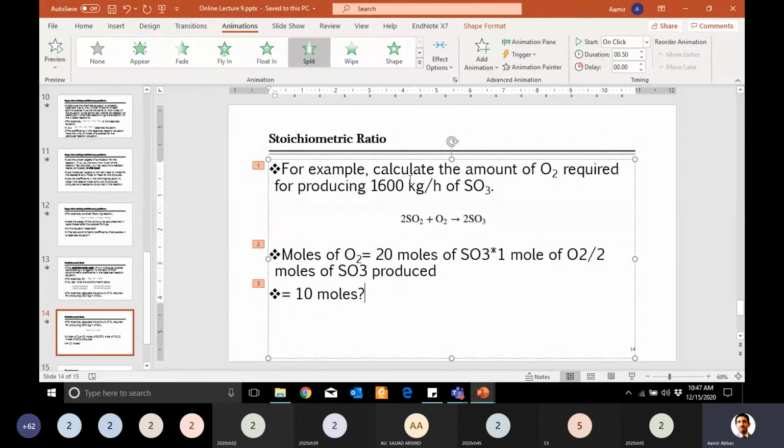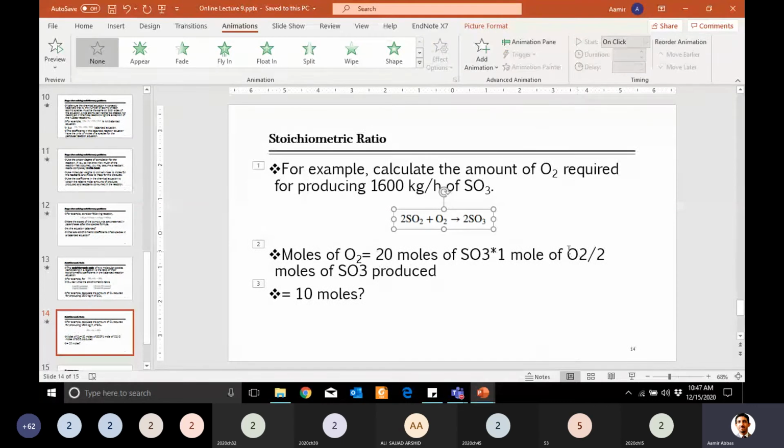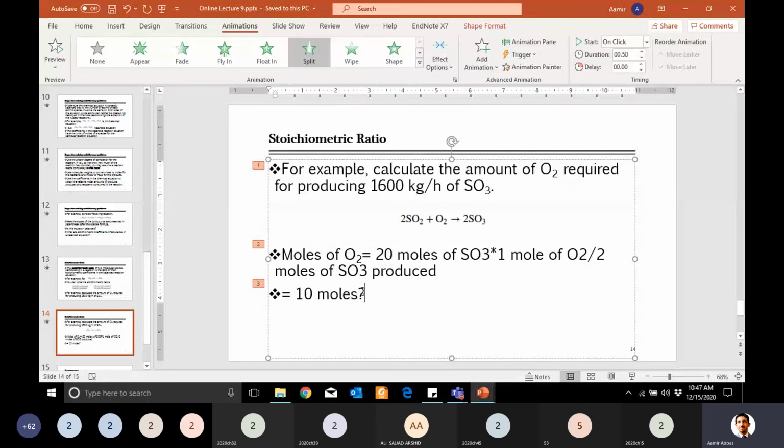Yes, you have to divide here. For all those who don't know, this is 1600 kg of SO3. We just divide by the molecular weight of SO3, which is 80, so you will get 20 moles. Then you multiply it with the stoichiometric ratio. Based on this balanced equation, when there is 1 mole of oxygen in the reactant, 2 moles of SO3 are produced. So SO3 cancels with SO3 and you get the moles of oxygen, which is 10 moles. Once you have the moles, you can convert to mass using the molecular weight, so it is 10 multiplied by 2.